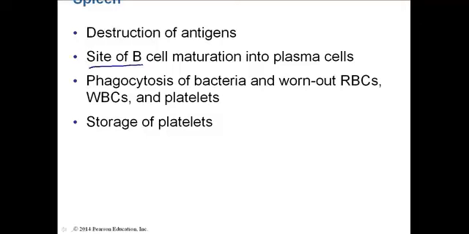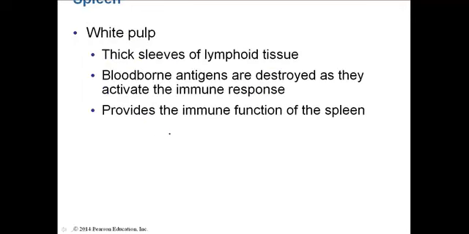B cell maturation is in the spleen. Phagocytosis eats up the worn out red blood cells, white blood cells, platelets, and it also stores platelets. So if you have a platelet disorder, they always look at your spleen to make sure that's functioning.